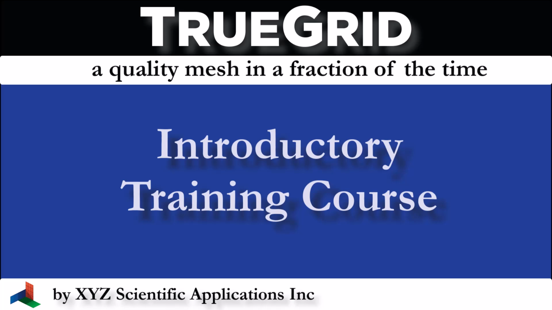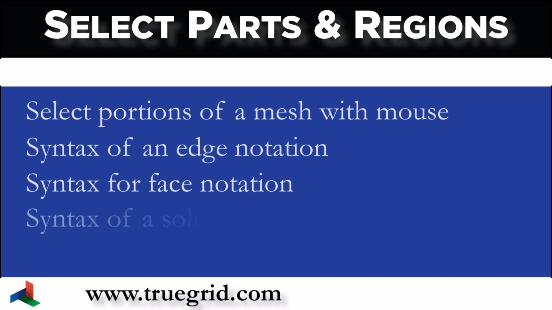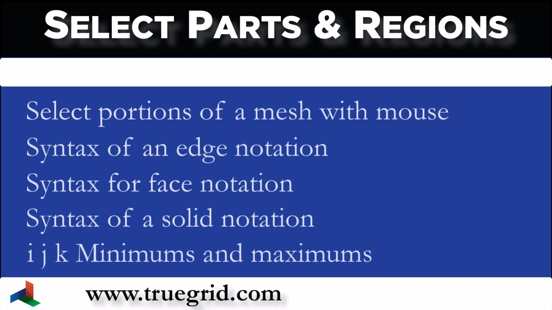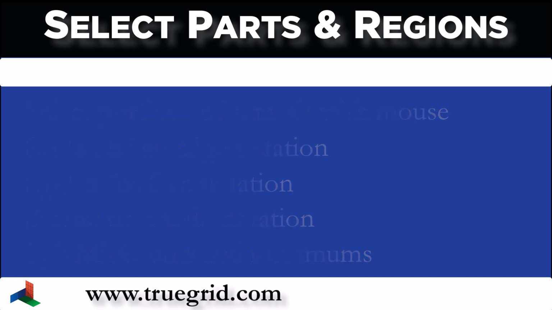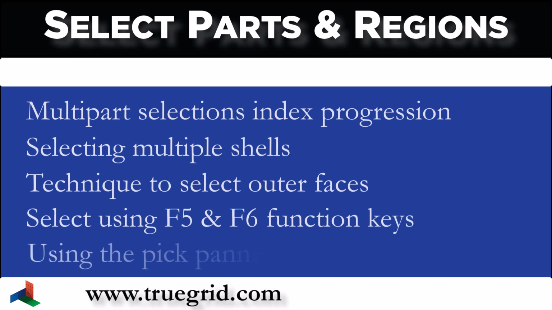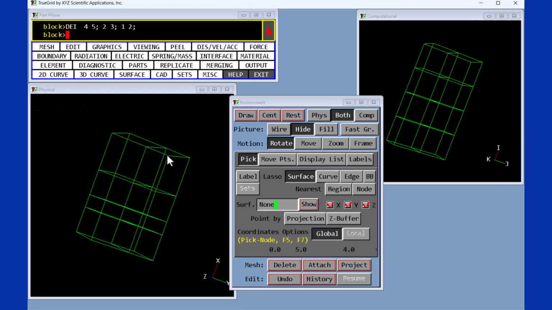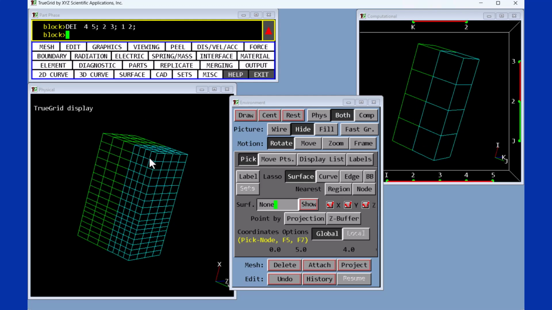In this video, we're going to provide detailed examples of how to select parts and regions of a mesh using several different methods. You will need to select parts and regions in order to position your mesh before projecting it to a surface. For example, to move a node, attach an edge to a spline curve, or project a face to a cylinder wall, you will first need to select the part.